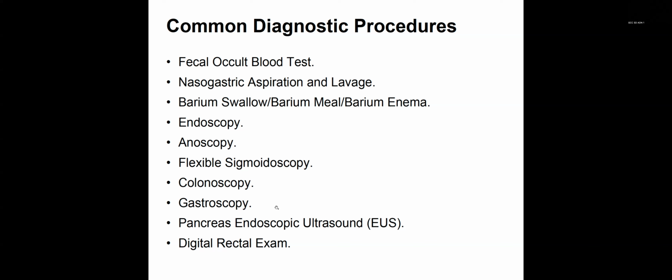You have pancreatic endoscopic ultrasound. So you have this procedure which combines endoscopy and ultrasound to visualize the pancreas and the surrounding structures. And then you also have a digital rectal exam. This is a physical examination of the rectum using a gloved finger to check for any kind of abnormalities.